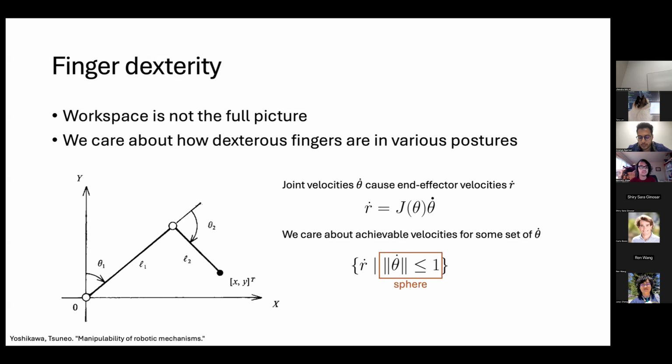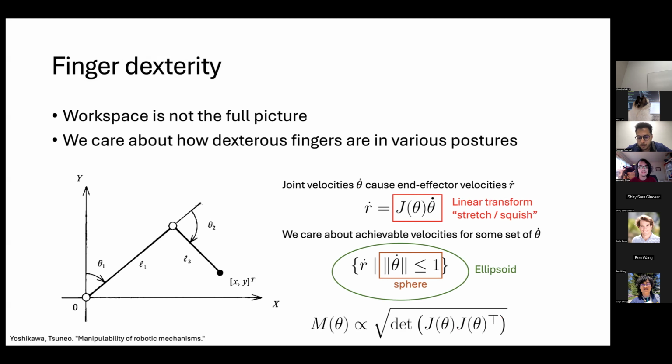θ dot with norm less than 1 corresponds to a sphere in this space. If you multiply it by the Jacobian, this is a linear transform, so it stretches or squishes this space. What this means is that this set corresponds to an ellipsoid. And you can compute the volume of this ellipsoid, which is proportional to the determinant of the Jacobian times the Jacobian transpose.